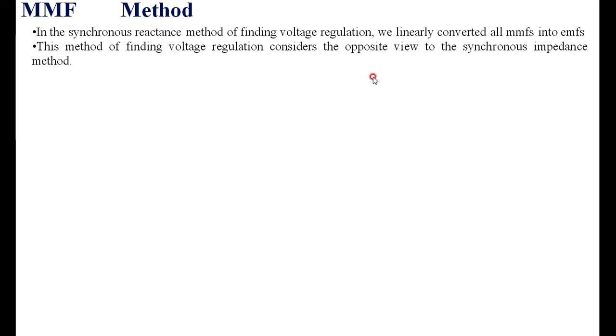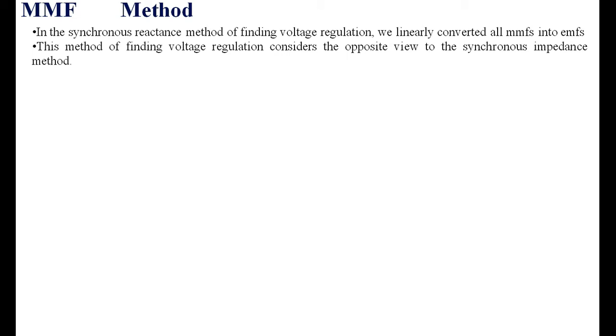In the case of the MMF method, finding the voltage regulation is considered exactly opposite to the synchronous impedance method. There, the IRA drop is considered as it is. In the synchronous reactance method, the IAXL drop is considered as it is.